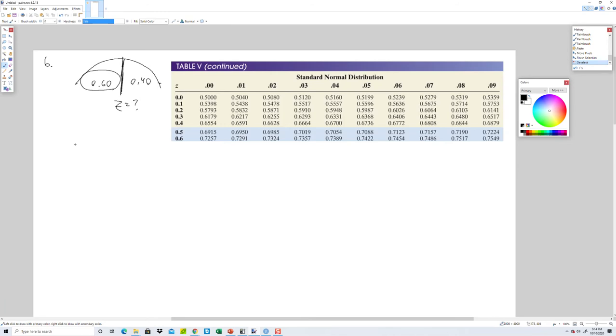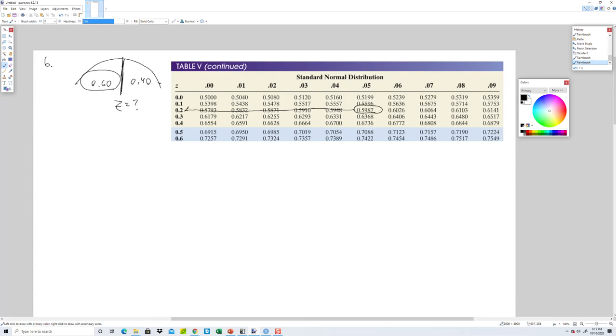There. Okay, so again, this table is based upon the area to the left. That's why we look up 0.6 instead of 0.4. So we're looking for the value in the middle here, closest to 0.60. Now here's a 0.5987, which is 0.0013 off. Here's a 0.6026, but that's 0.0026 off. The value that's closest to 0.6 is right here.